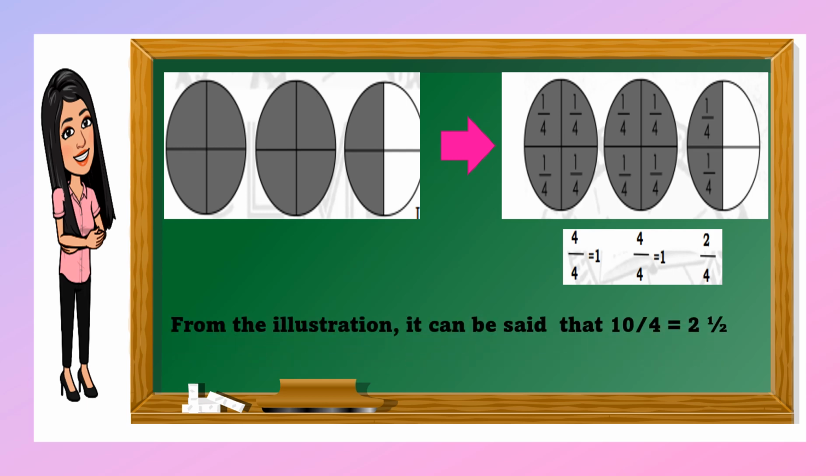So, from the illustration, it can be said that we will add 4, 4, and 2. That is 10. Now, yung denominator, yung number sa ilalim, hindi yun ina-add since they are similar o magkakapareho sila, kinakopy lang yun. So, we have 4 plus 4 plus 2 equals 10.